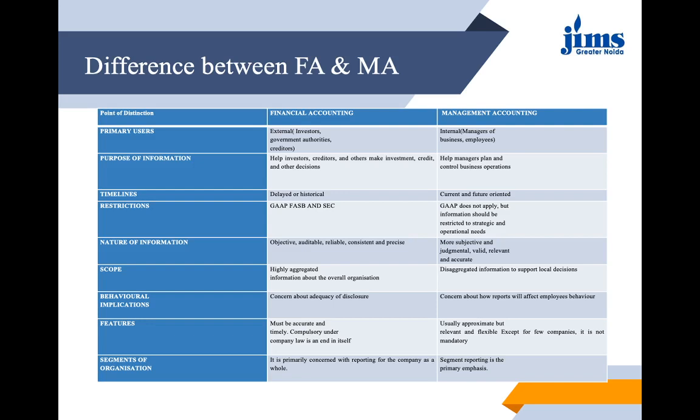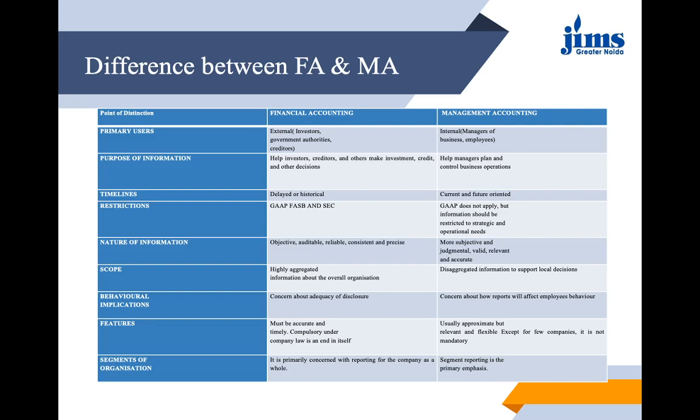Now, the next point of distinction I have taken as purpose of information. It is quite simple. Financial accounting helps investors, creditors, and others to make investment, credit, and other decisions. It helps them get to know whether they would like to invest more or continue their investment in that particular company or not. Whereas management accounting helps managers to plan and control the business operations. They decide how to follow up their business operations.